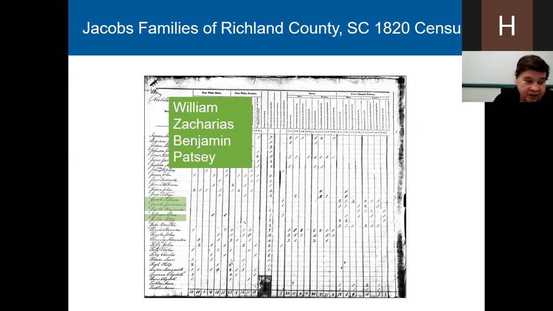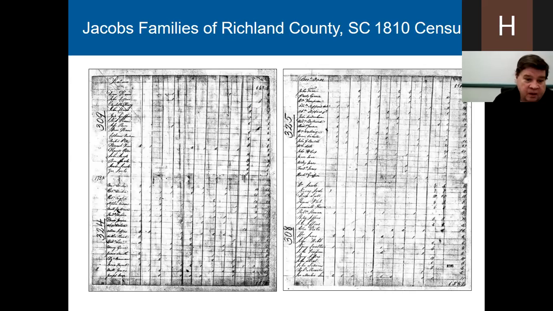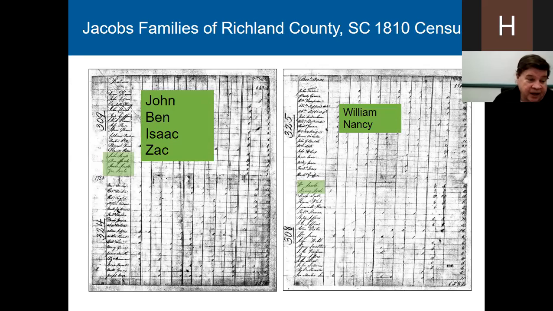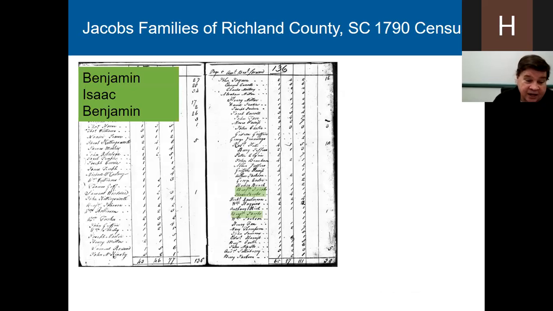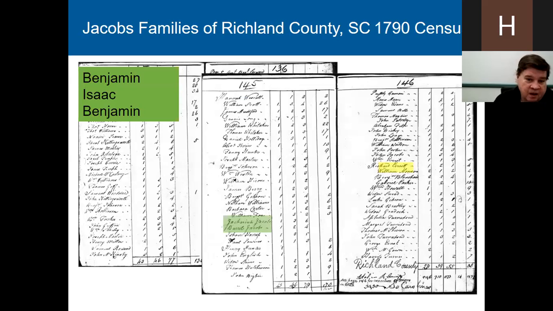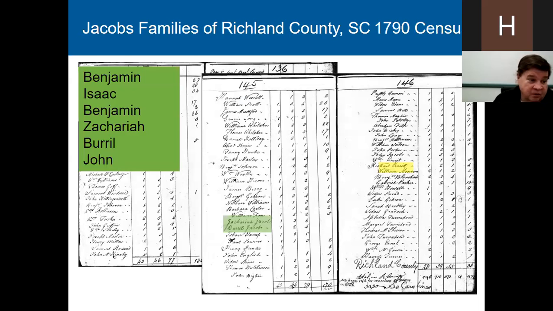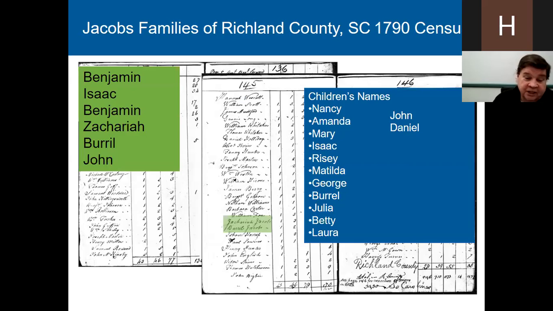There's some in Richmond County. There's a William, a Zacharias, a Benjamin, and a Patsy. And if I go back to 1810, there's a John, a Ben, an Isaac, a Zach, a William, and a Nancy. In fact, if I go back to 1790, there's a Benjamin, an Isaac, and another Benjamin listed. And also a Zachariah, a Burrell, and a John. Well, this is interesting to me because if I look at these names, there's an Isaac that was among Burrell's children, Burrell, of course, John.